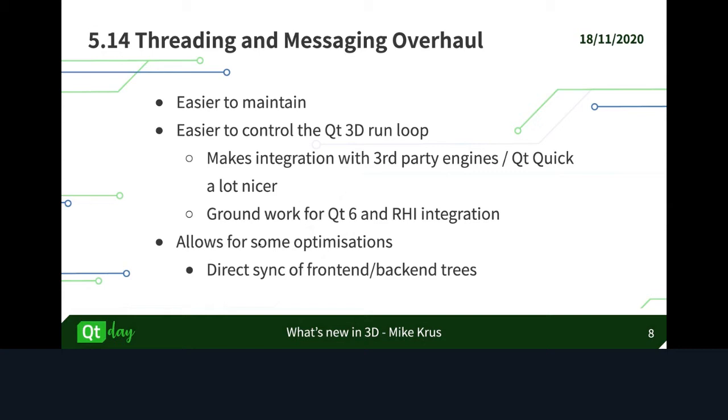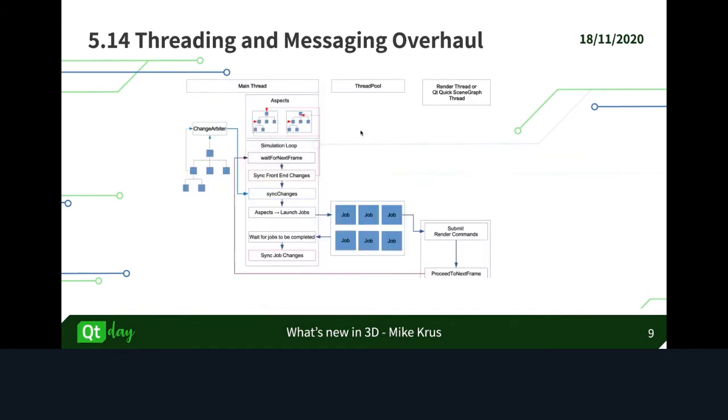So the whole thing without the thread becomes much easier to maintain. It makes the integration with the QtQuick renderer a lot simpler. And it allows optimization, specifically when you can directly sync the front end and the back end nodes. So how it looks now is everything lives on the main thread.